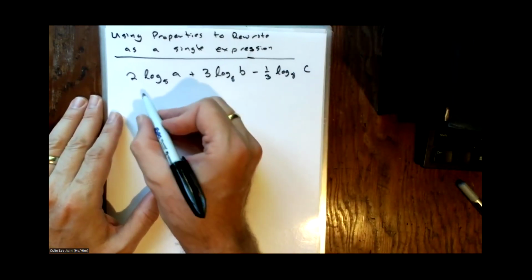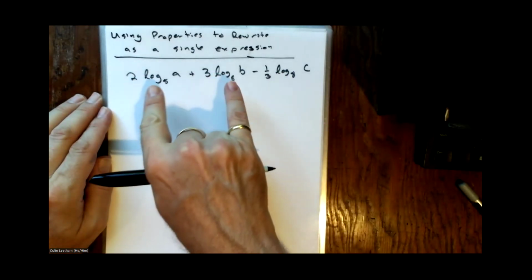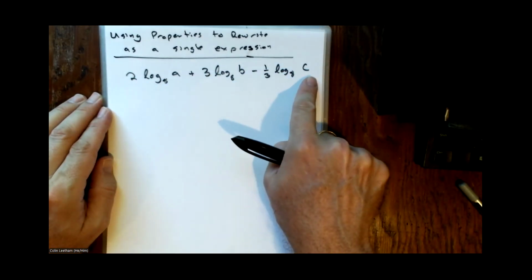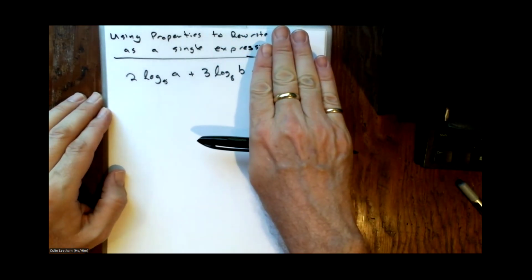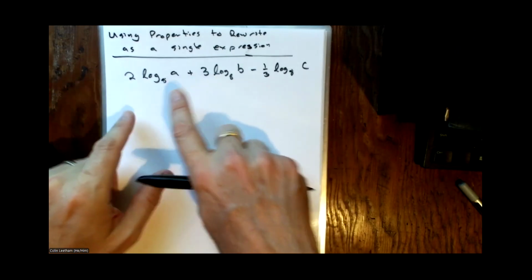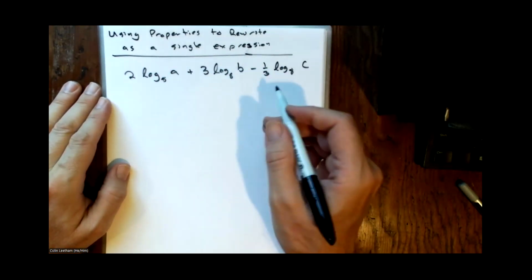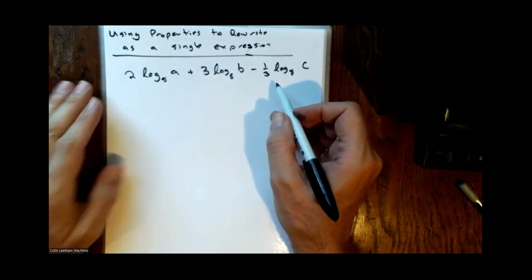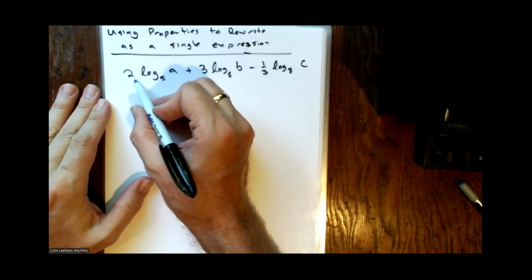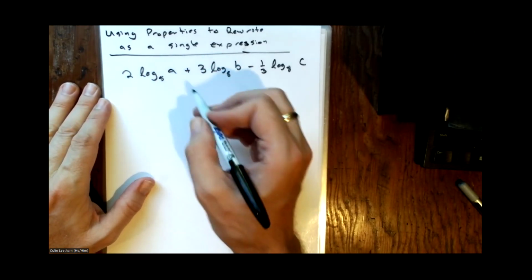But look at this. I've got 1, 2, 3 different expressions. 2 are added, 1 is subtracted. So these 2 are added. And if we wanted to take this slow, we can do that. And tell you what, I will do this the slow way first. So first things first, I'm going to take these coefficients and move them up and make them into exponents.